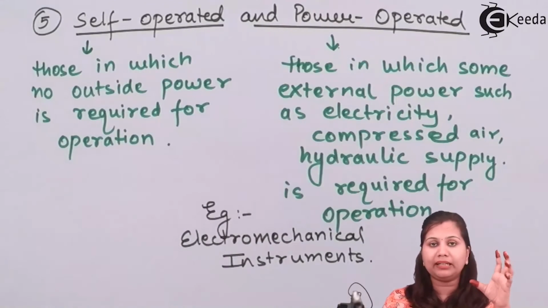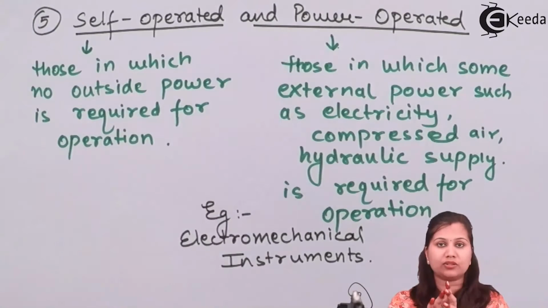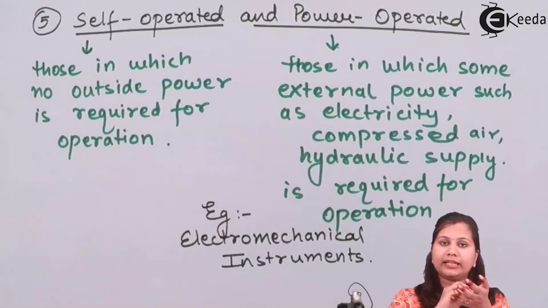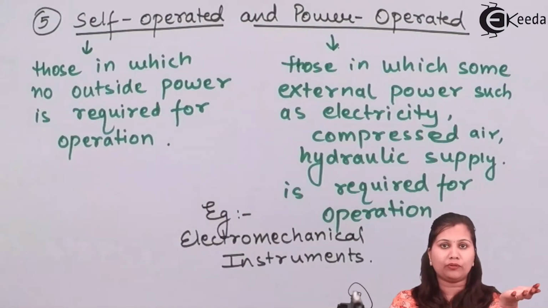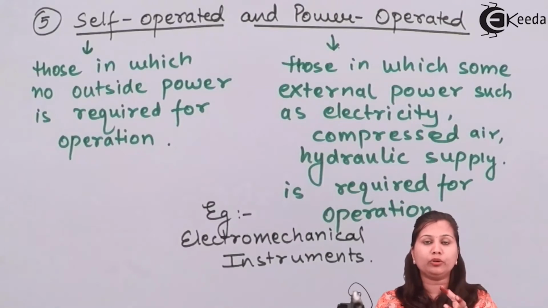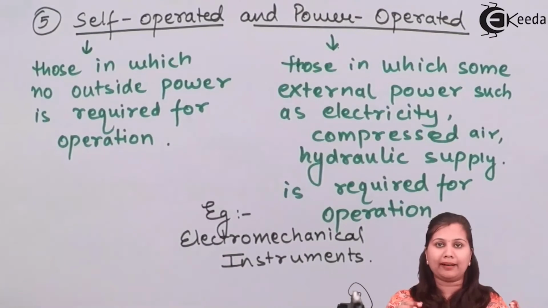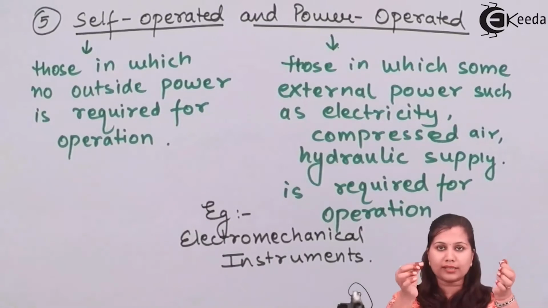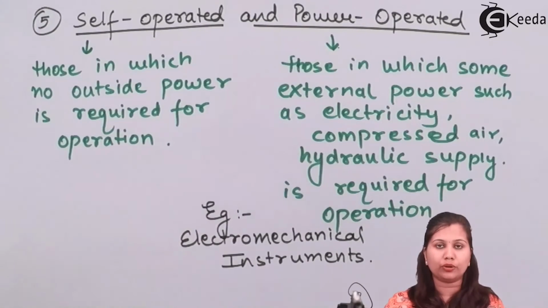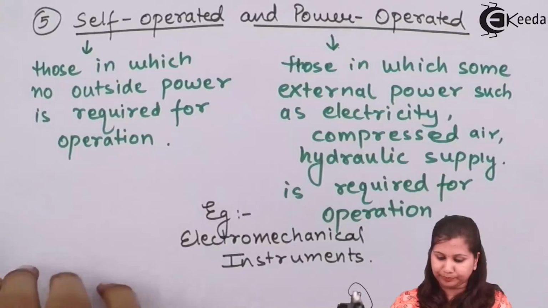Whereas dial type indicating instruments, in that you can see that when we connect those instruments in the circuit, no power is required. It can directly give us the value of the unknown quantity. Like when we are measuring voltage, we connect the voltmeter in parallel, across the conductor, and it will give us the value of the voltage. So it is not using any type of power. That is why it is called self-operated instruments.